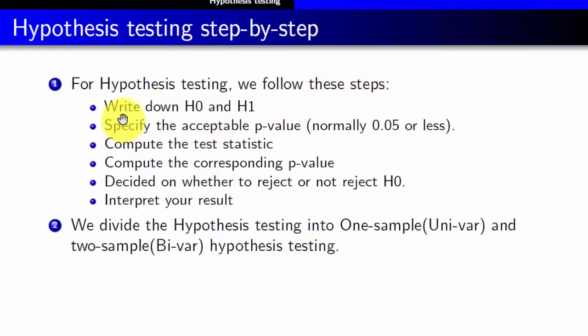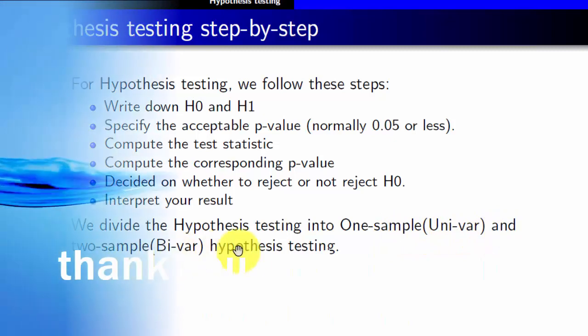In hypothesis testing, we need the following steps. First, we need to write down H0 and H1 regarding an unknown population parameter. Then we need to specify the p-value. Normally it is about 5% or less. Then compute the corresponding t-statistic and then compute the corresponding p-value, and then based on that p-value decide whether to reject or not to reject the hypothesis. And the last step, we need to interpret our result. In our course, we divide hypothesis testing into one sample univariate and two sample bivariate hypothesis testing.